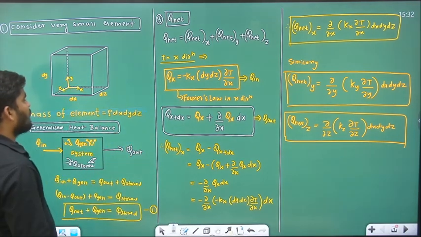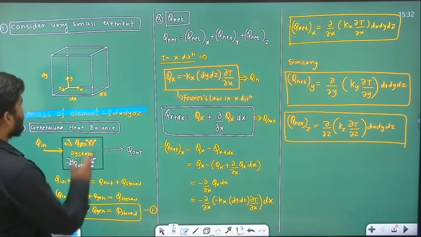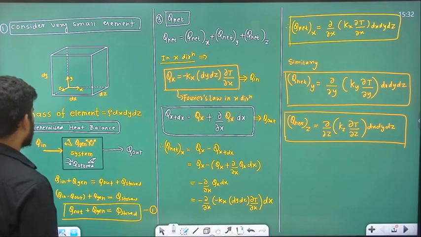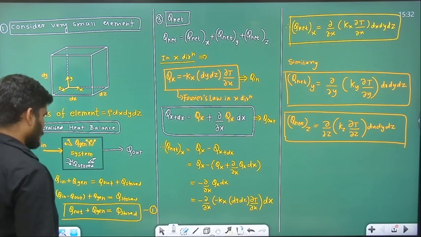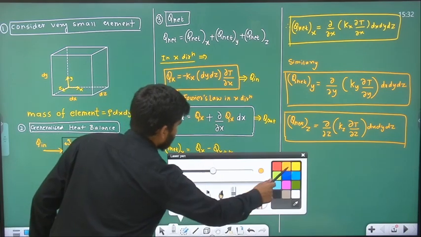Mass will be what? Density times volume. So mass is density multiplied by volume, which is dx, dy, dz. So I got mass of element. Now let us think of general heat balance.